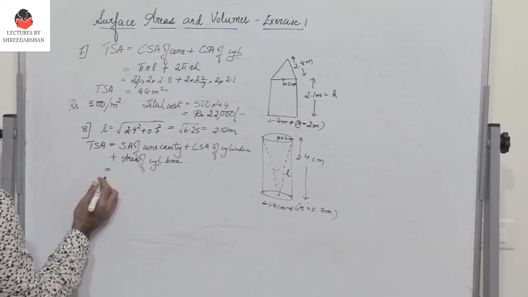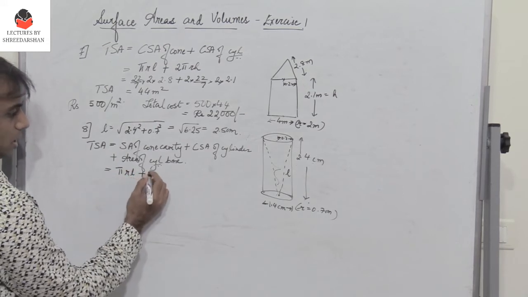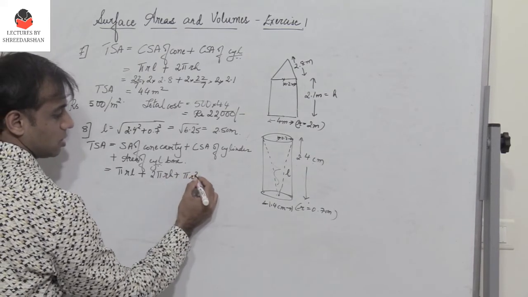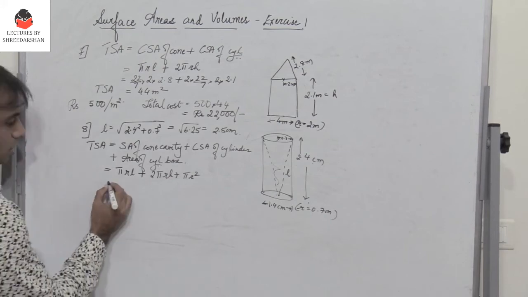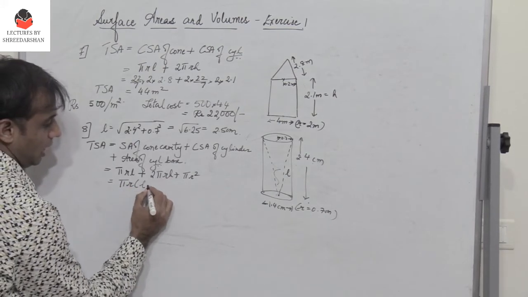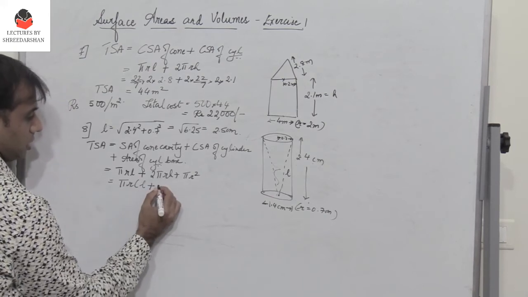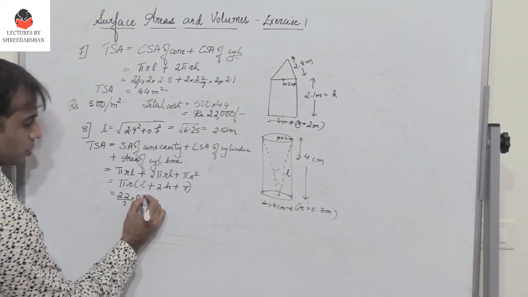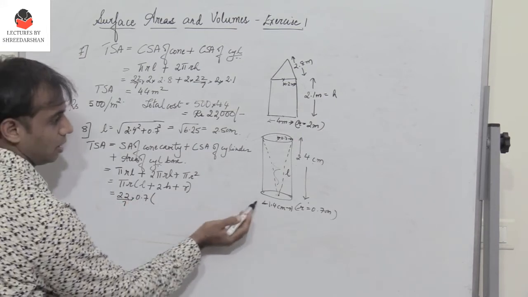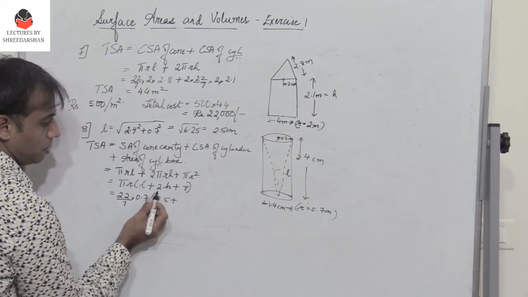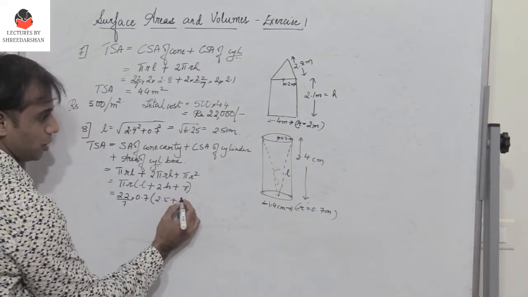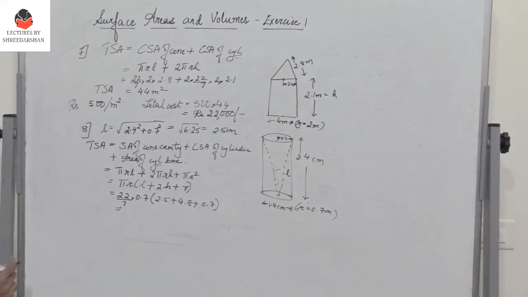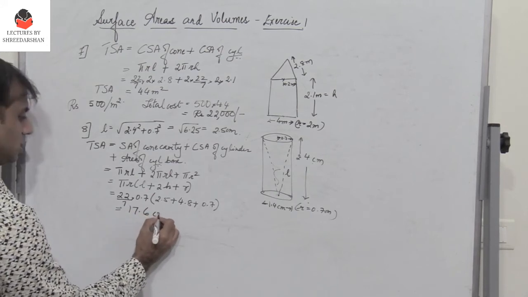So the surface area of the cone cavity is pi rl plus 2 pi rh plus the area of the base, which is pi r square. So this is a circle of area pi r square. I can take pi r common, so it gives L plus 2h plus r. So I have 22 by 7 into r, which is 0.7, into, what is this value L? L, what we have calculated, is 2.5, plus 2 into h, 2 into 2.4 is 4.8, plus r is 0.7. So what is the total surface area? We get this as 17.6 centimeters square.